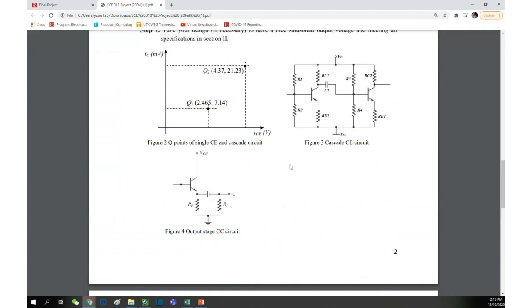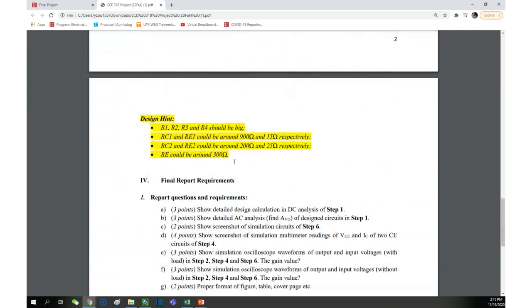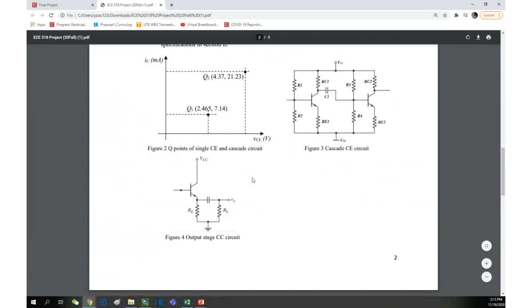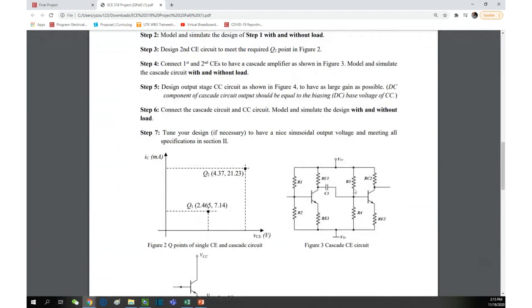Also some hints on the resistance values. Like R1 through R4, they should be big. Why should they be big? They are here, here, and here, here. They're pretty much related to the input resistance. The higher, the better.